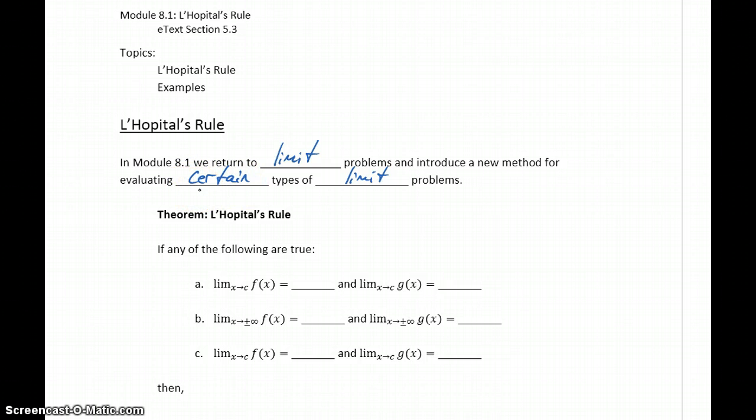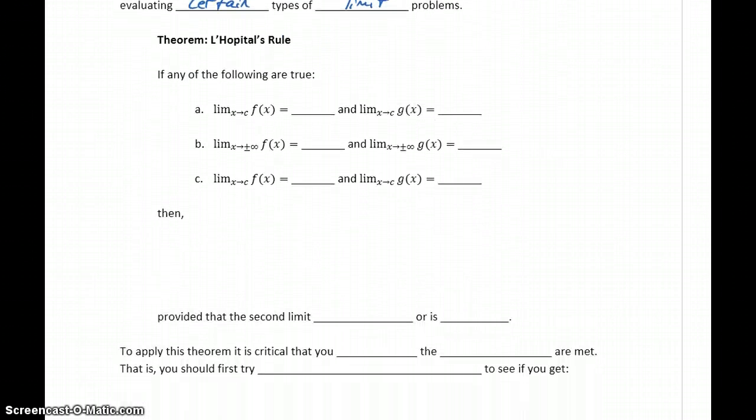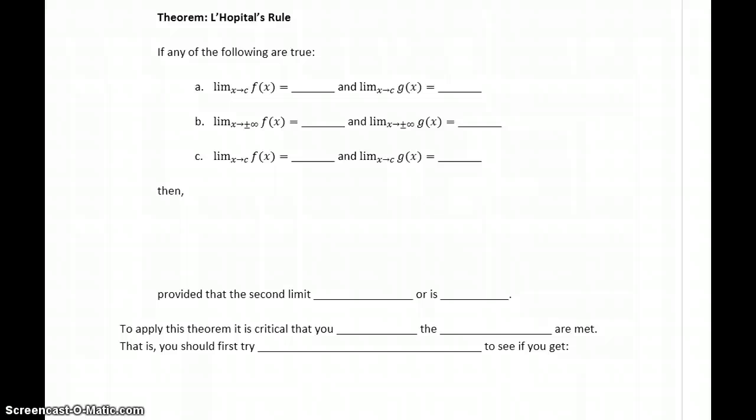So this theorem that we're about to introduce has some conditions that have to be met in order to apply that theorem. So in order to use the techniques we're introducing in this section, we have to make sure that one of the following statements is true. So either the limit of some function f as x approaches c has to be equal to 0, and the limit as x approaches c of a second function g has to be equal to 0. So either the limit of both of those functions has to be approaching 0, or has to be approaching positive or negative infinity.